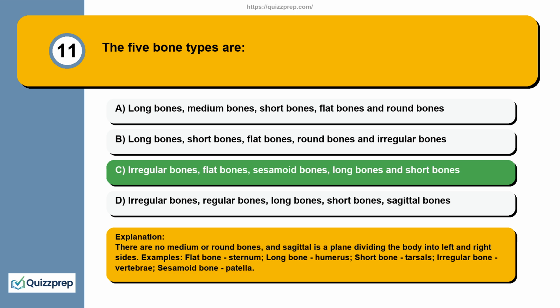There are no medium or round bones, and sagittal is a plane dividing the body into left and right sides. Examples: flat bone, sternum; long bone, humerus; short bone, tarsals; irregular bone, vertebrae; sesamoid bone, patella.